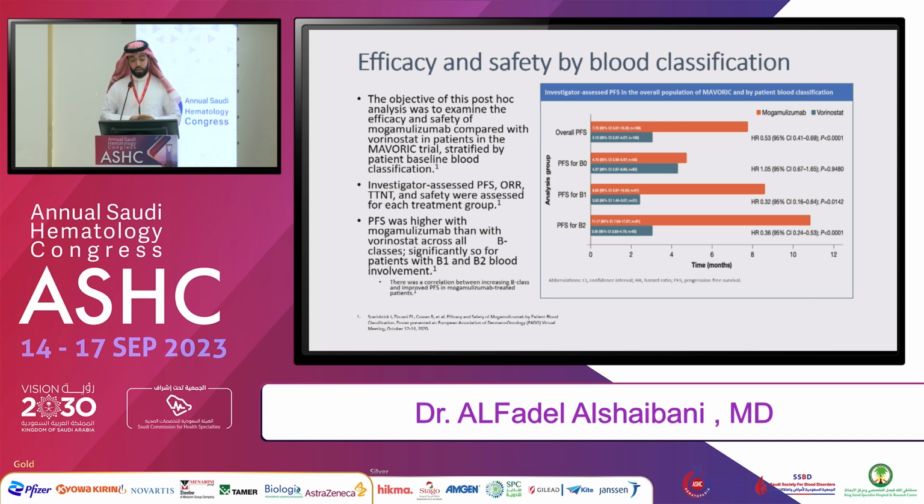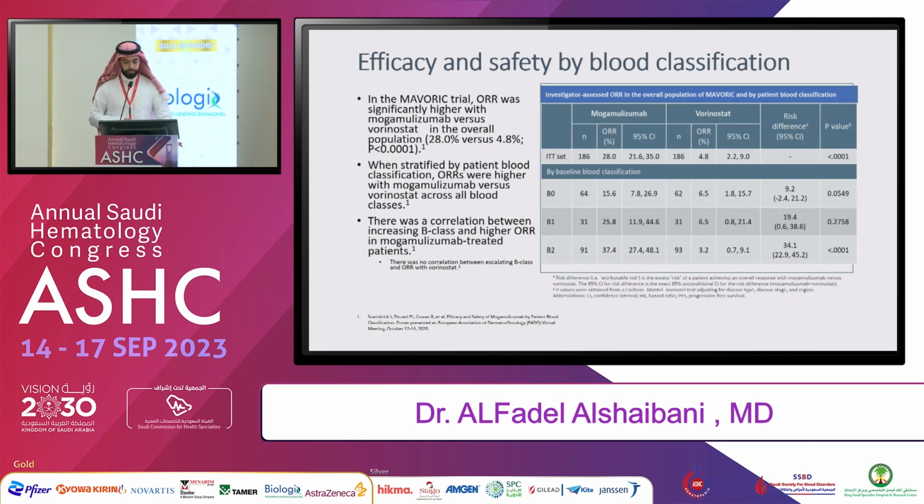Mogamulizumab actually has good outcomes when it comes to the blood component, and we're waiting for more and more medications targeting mainly the blood component. As you can see here, the higher the B involvement, or blood involvement, the higher the response rate to mogamulizumab. As you can see here, B2, more than 1,000 Sézary cells in peripheral blood, the response rate and the duration of response is actually longer, close to 1 year, which is something unheard of when it comes to Sézary syndrome and high peripheral blood involvement.